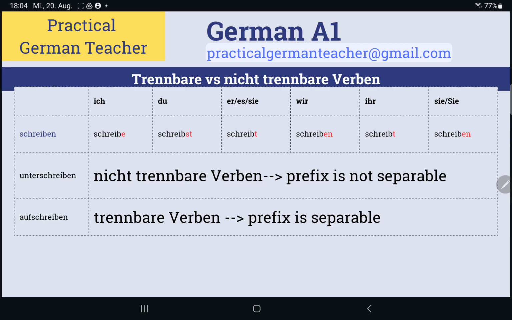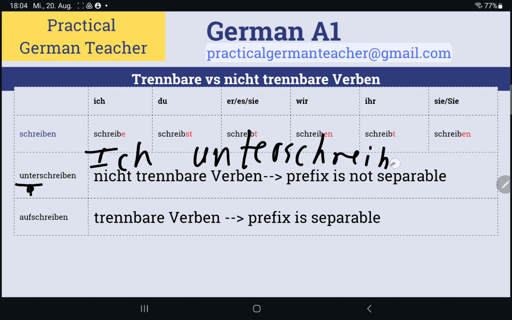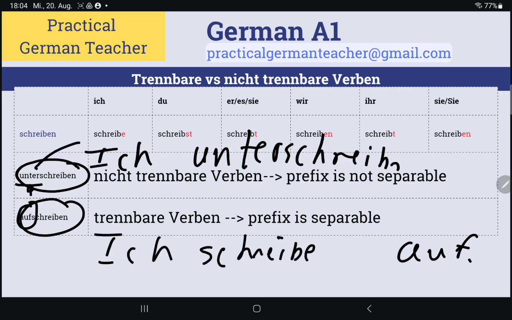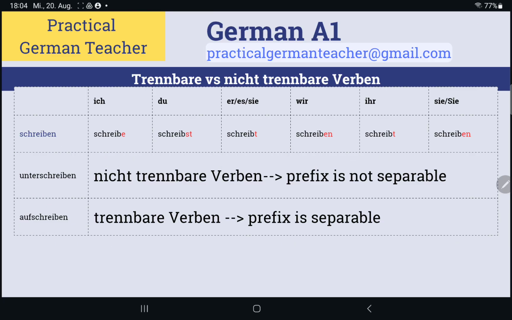The question may be, how will you know that here I had to write like this, ich unterschreibe, because that's how it is? And here, how do I know it is separable? And that's why I have to write like this. If it's a separable verb, that's how you will have to write the sentence. How do I know that this is a not separable prefix? How do I know this is a separable prefix? All the questions that you have will be answered. Just hold on. So let's continue.